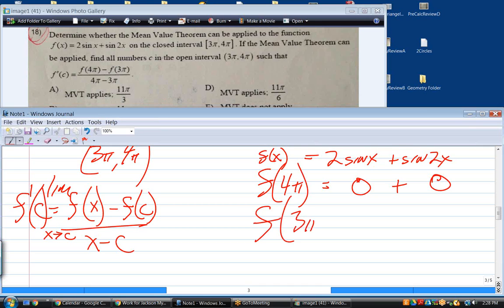What's f of 3 pi? We have to figure each of these out. What's the sine of 3 pi? Here's the sine curve. This is a good curve to memorize. Okay, 3 pi is the same as pi, right? This is pi right there. So it's 0 again there. But now it says the sine of 2 times 3 pi. Well, that's 6 pi. That's the same as 2 pi.